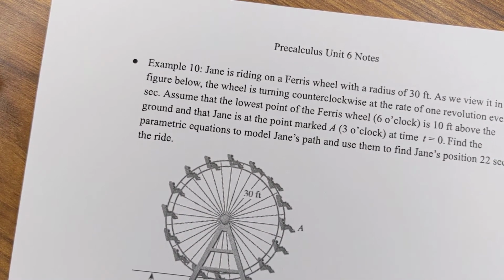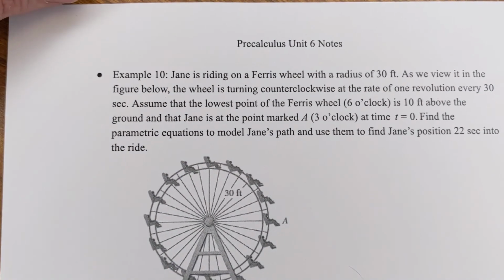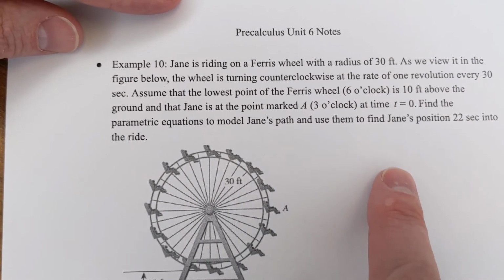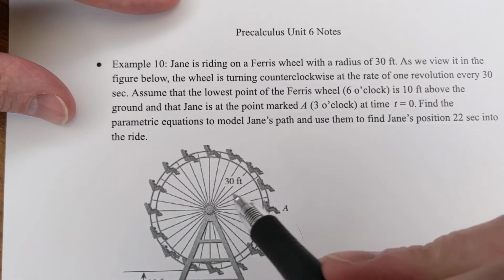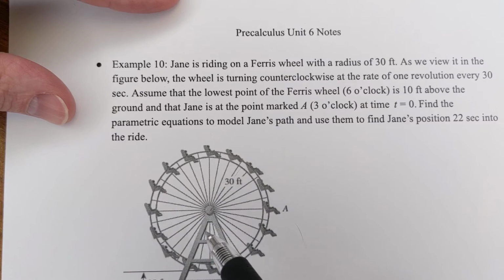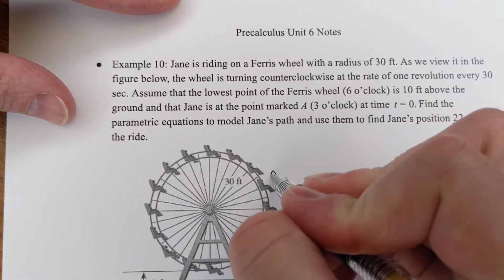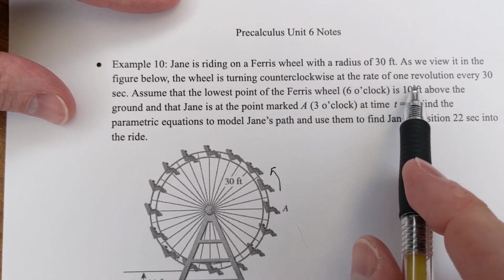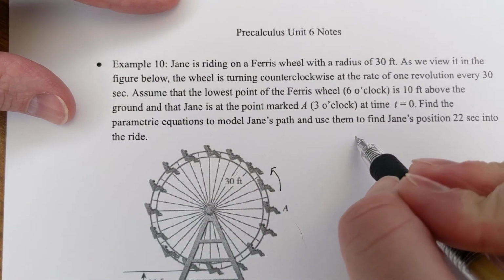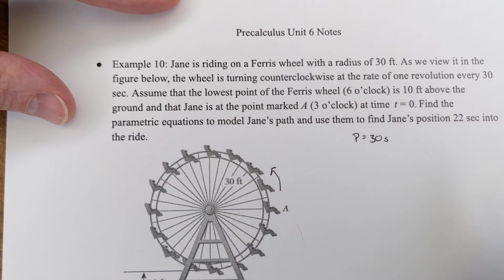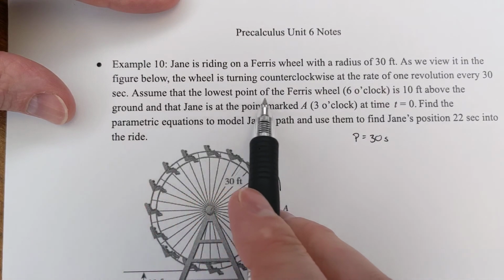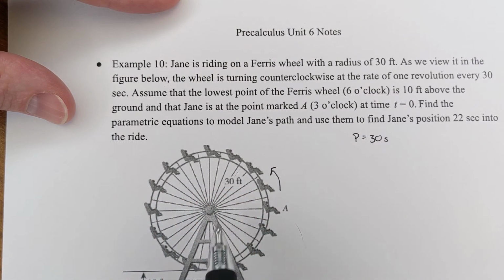All right, and last example, example 10. Jane is riding on a Ferris wheel with a radius of 30 feet, so center to edge. If you view the figure below, the wheel is turning counterclockwise, so it's going that way. It makes one revolution every 30 seconds, so that's actually our period, in case we need that. Observe that the lowest point of the Ferris wheel is 10 feet above the ground, and Jane is at the point marked A at 3 o'clock.